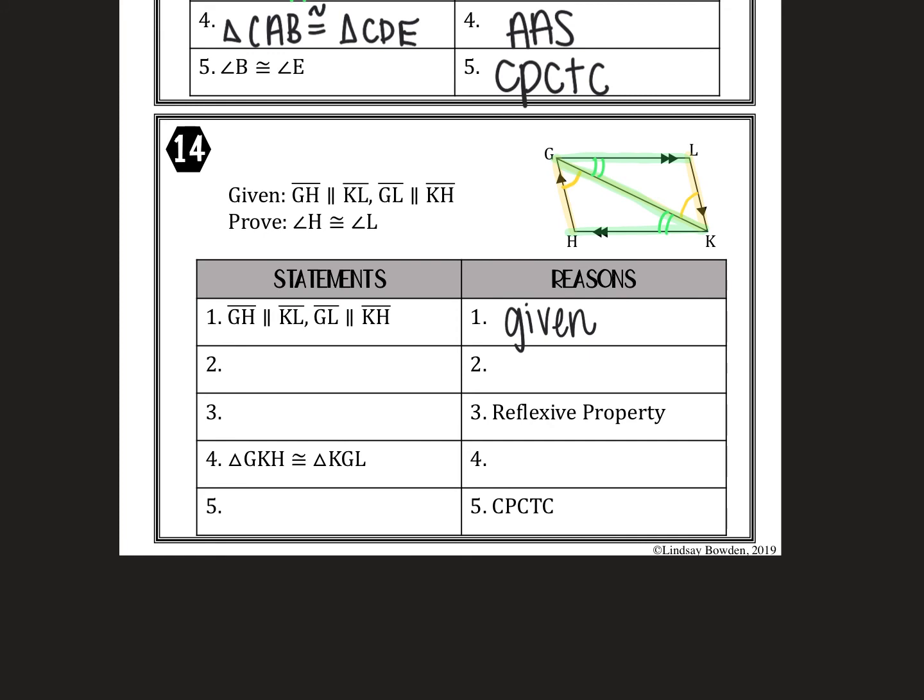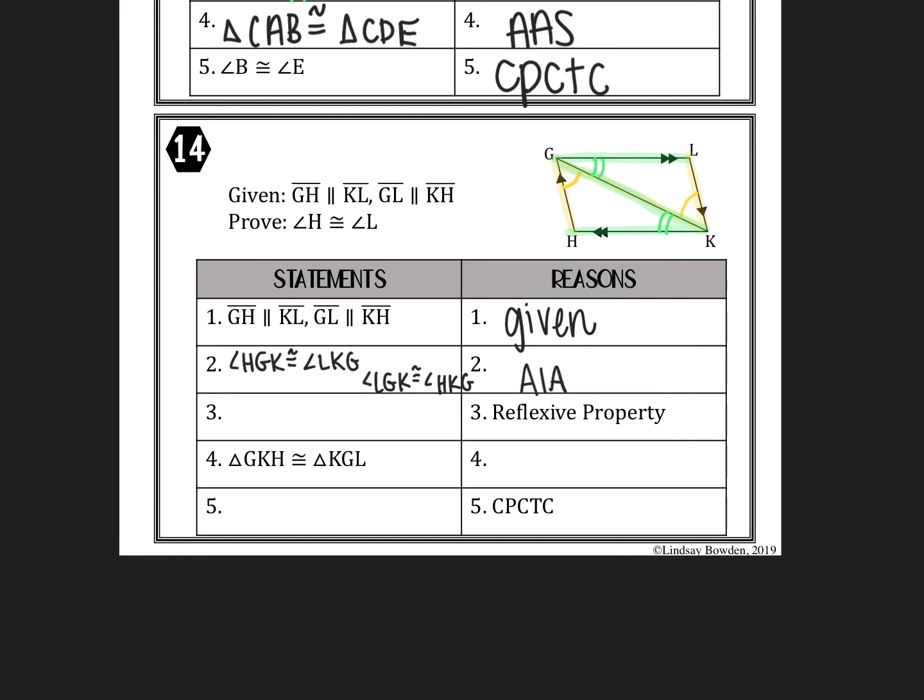So my first set, the yellow set, are going to be H, G, K, and L, K, G. My second set would be the green ones, so L, G, K, and H, K, G. And these are alternate interior angles.